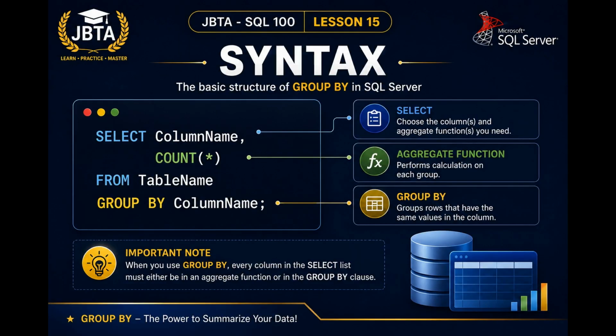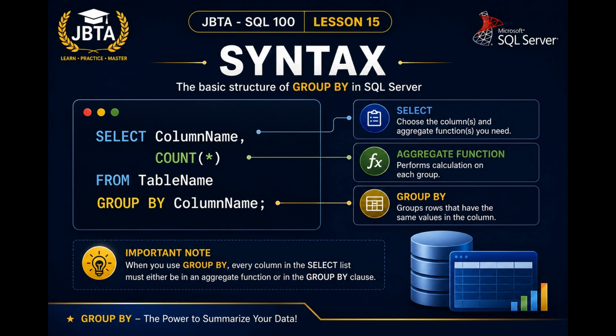Now that we understand why Group By is useful, let us learn its basic syntax. Every Group By query starts with a select statement. In the select clause, we specify the column that we want to group and the aggregate function that performs the calculation. Next, we specify the table using the from clause. Finally, we use the Group By clause followed by the column name that contains the values to be grouped.